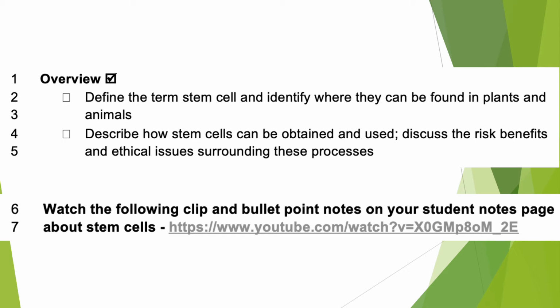This brings us to the lesson for today, which is a bit of a heavy one, but you can always do your own research and go on to BBC Bitesize for some really good articles on these, okay? So today we're looking at stem cells, and by the end of this lesson, hopefully you'll be able to define the term stem cell and identify where they can be found in plants and animals, as well as describe how stem cells can be obtained and used, while we discuss the risks, benefits, and ethical issues surrounding these processes.